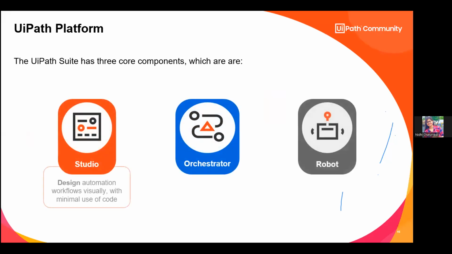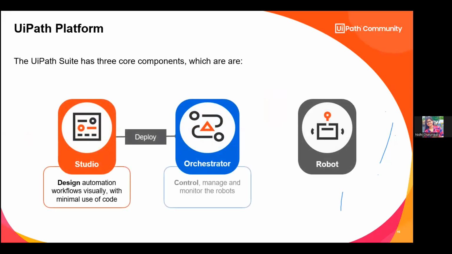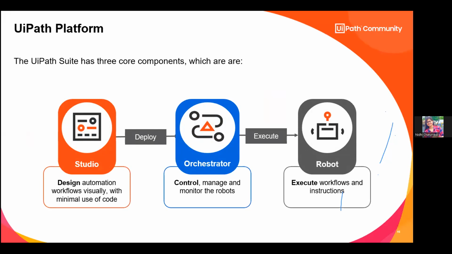Let's understand more about the UiPath platform. The UiPath suite has 3 core components. The first one is UiPath Studio, the second is Orchestrator, and the third one is UiPath Robot, right? So these are the 3 core components of the UiPath platform. The first one is Studio, the UiPath Studio. Design automation workflow visually with minimum use of code. So this is where you design your software robots.